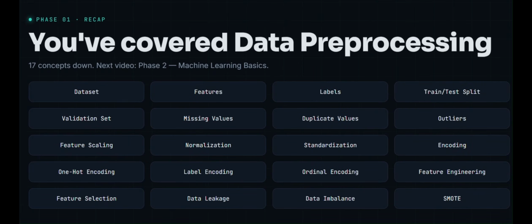Recap. And that's phase 1 complete. Let's quickly recap everything we covered. Dataset, features, and labels, the basic vocabulary. Train, test, validation split for honest evaluation. Missing values, duplicates, and outliers, the cleaning trio. Scaling and encoding to get our data into the right shape. Feature engineering and selection to keep only what matters. And finally, two pitfalls to avoid: data leakage and class imbalance, solved with SMOTE.